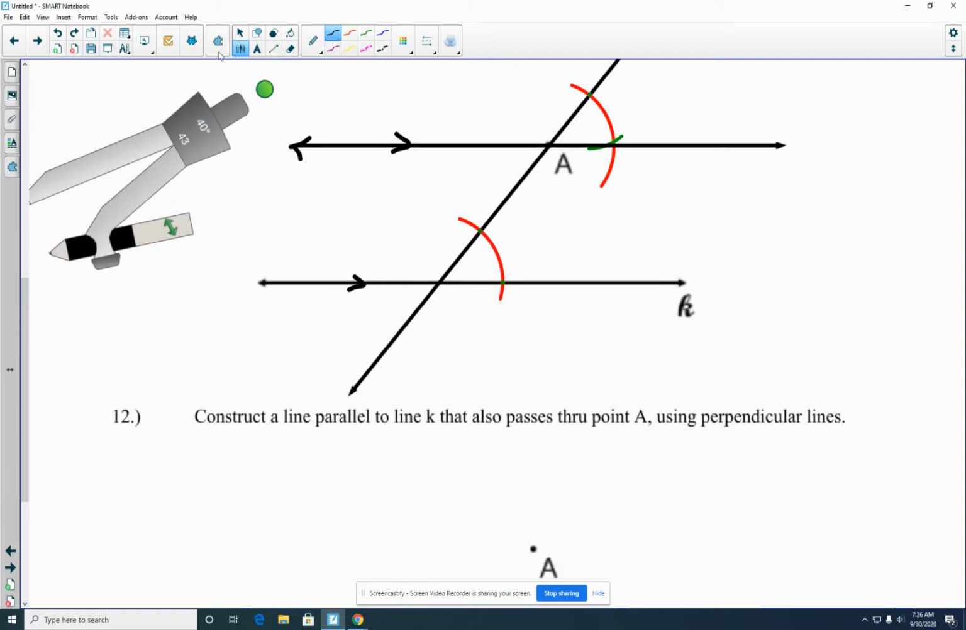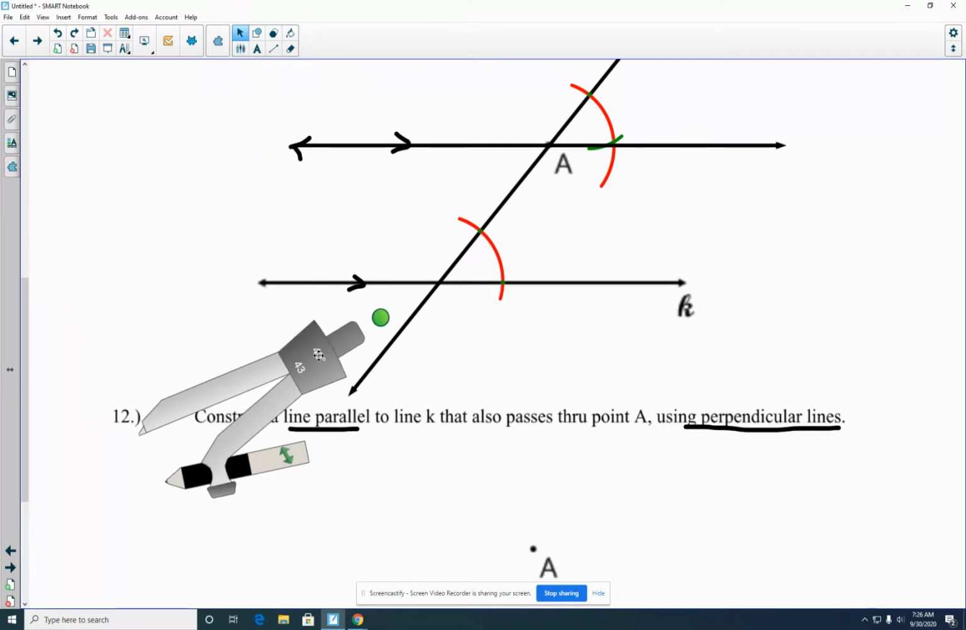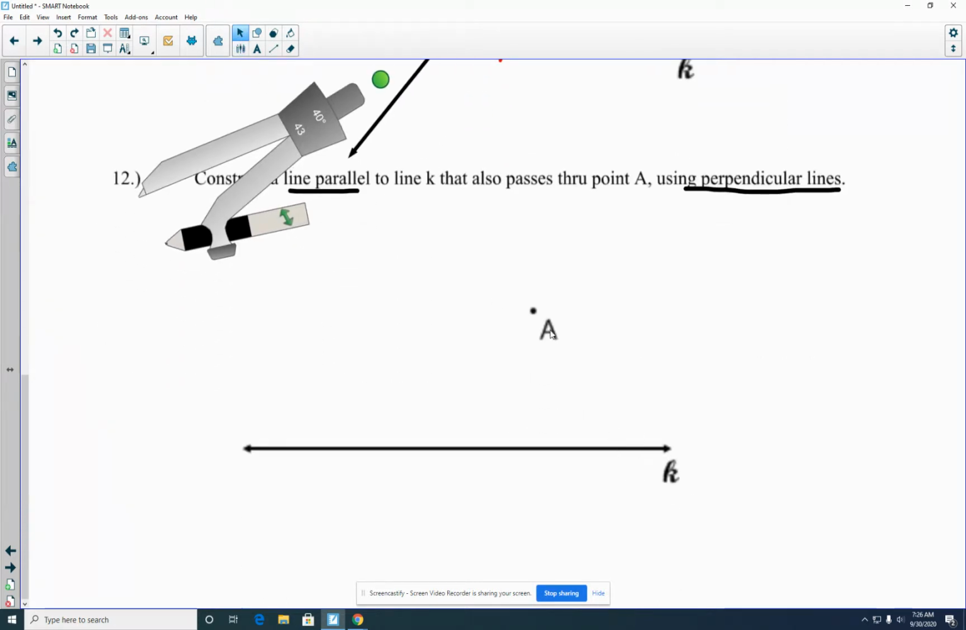Now, for 12, it's different. We want lines that are parallel. We're going to be using perpendicular lines. Okay, so in order to do that now, I have to do my line perpendicular to K that goes through A. So this is basically your smiley face and then your perpendicular bisector. So we do a smiley face and then the perpendicular bisector.